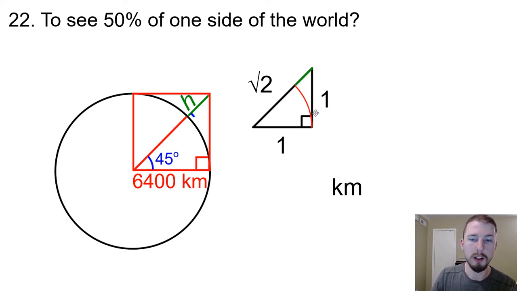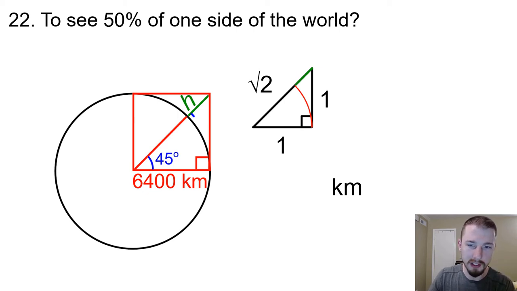So the question that I'm going to ask is, if we have a leg of 1 going to a leg here of 6,400 kilometers, what was my scale factor? Literally the radius of the Earth. The scale factor is the radius of the Earth, which is massive. Okay, so then what's this distance here? That's how high we have to be.